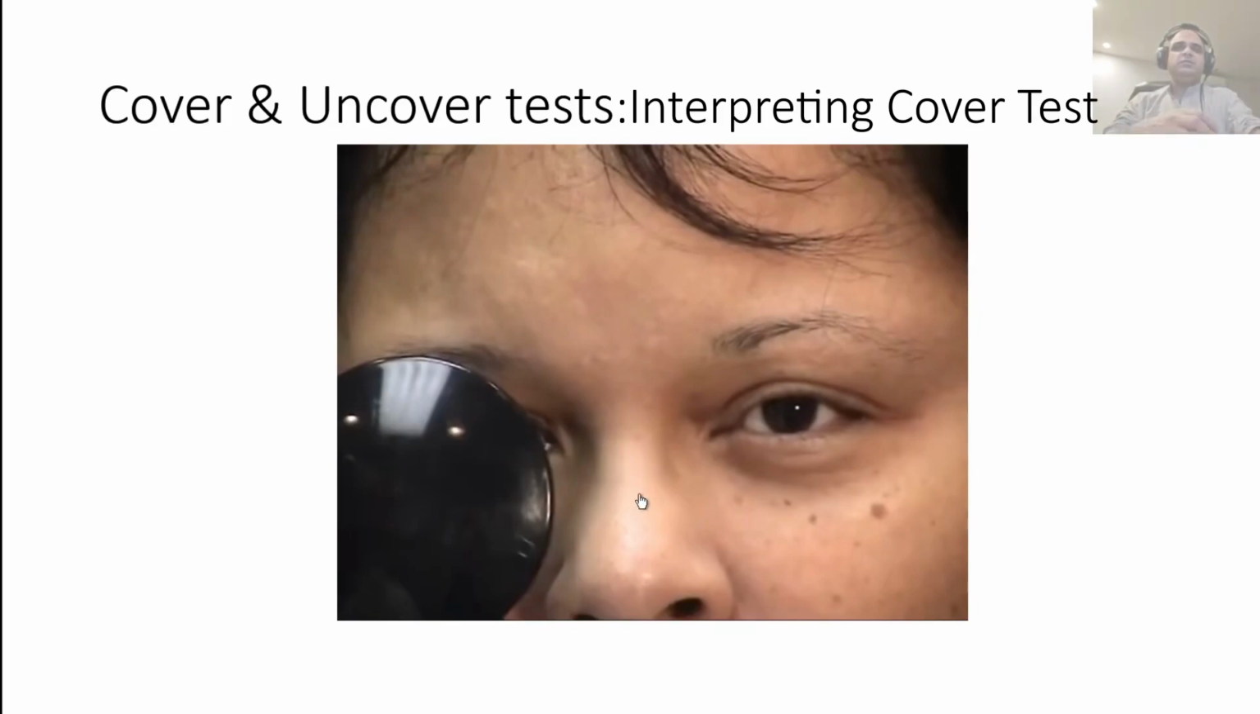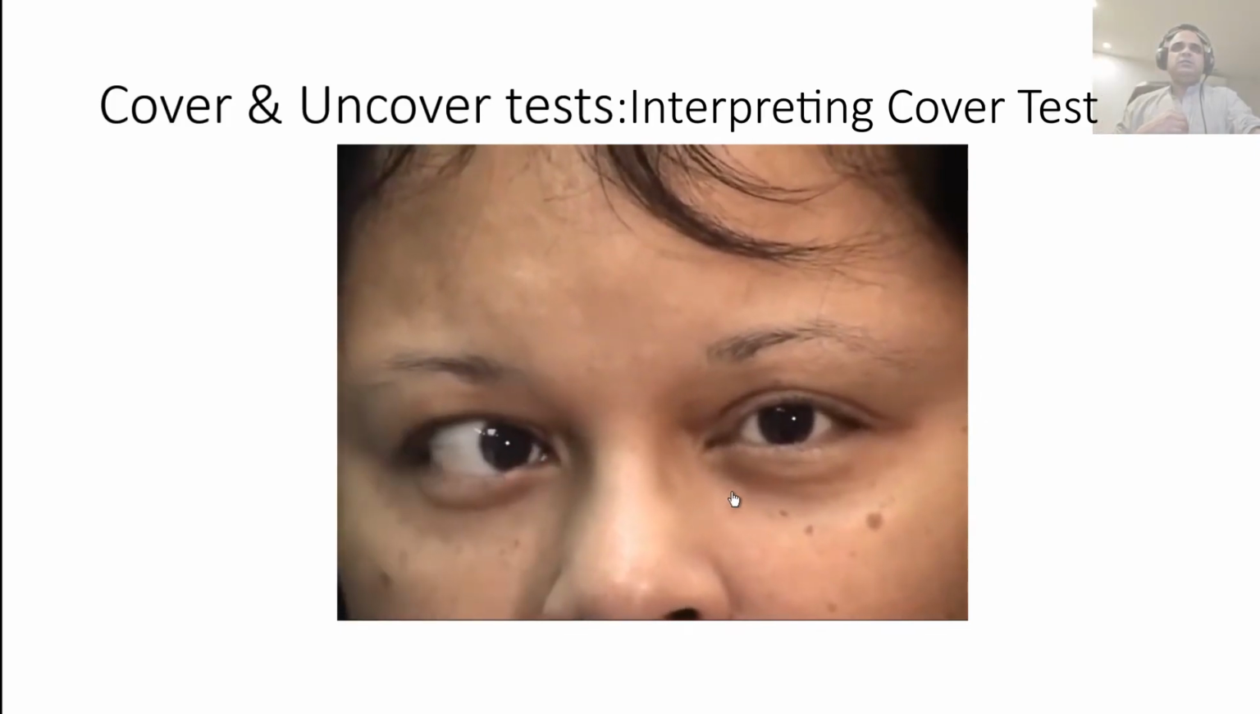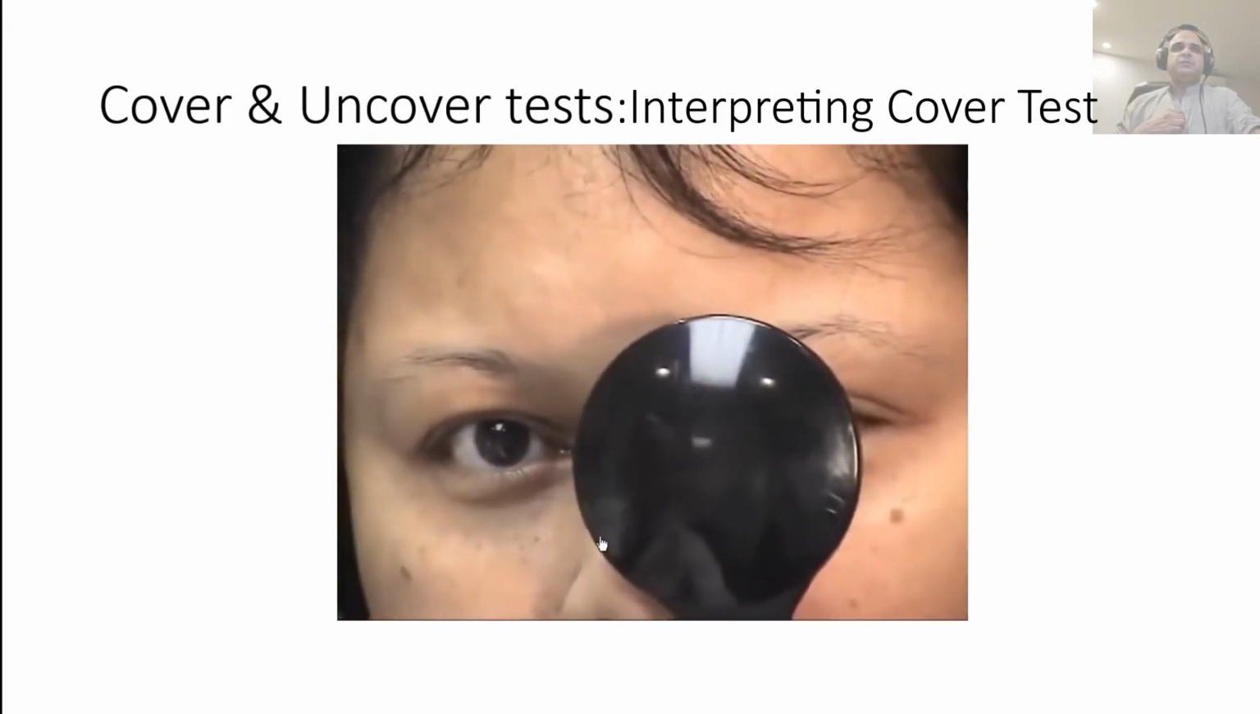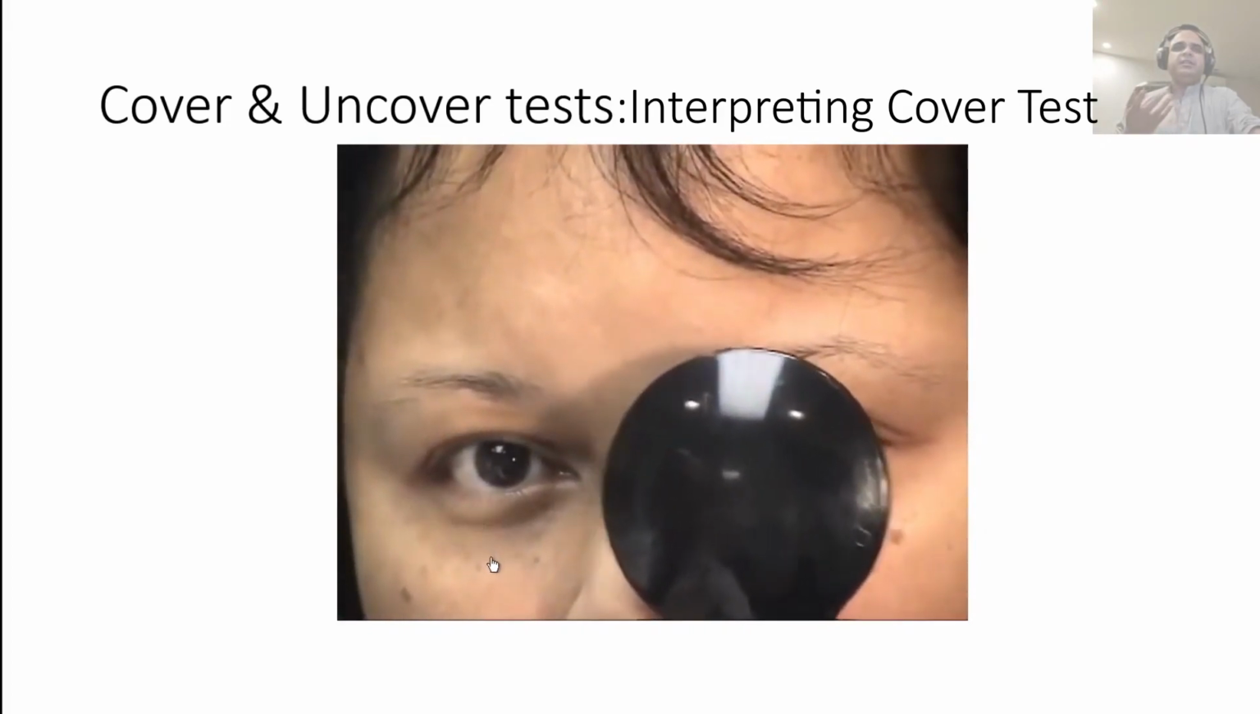Now what the examiner will do is cover the other eye, because remember when we are doing the cover part of the cover-uncover test, we need to do it for both eyes. So now he will cover the other eye, but the right eye does nothing. It does nothing because it was straight to begin with. So really, when you cover the deviating eye, the good eye that was straight to begin with does not show any movement simply because it was straight before, it's going to be straight after.